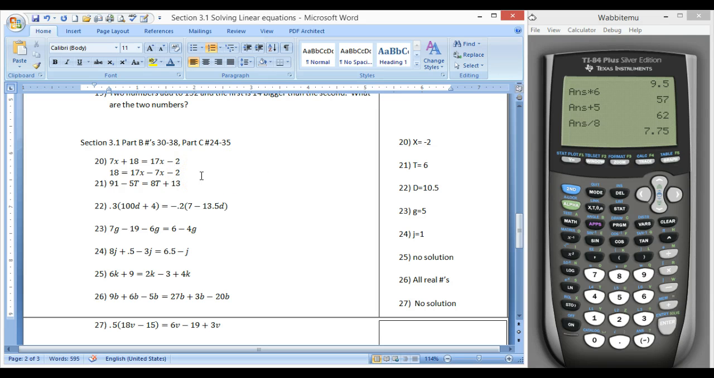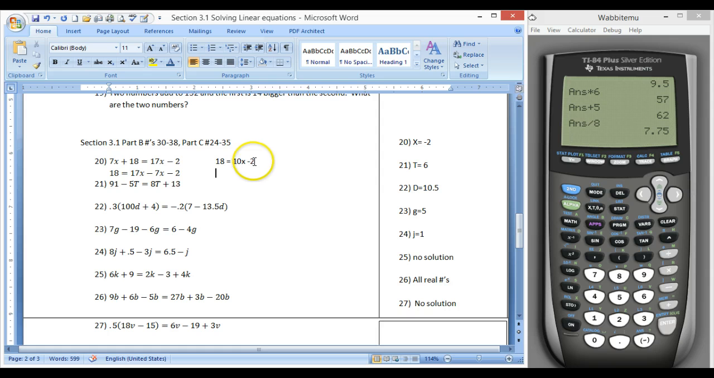Okay, so now that I've subtracted 7x on the right-hand side, I'm left with 18 equals 17 minus 7 is 10x, and then I still have this subtract 2. Now that I have all the x's combined, I need to combine everything else that isn't an x on the opposite side. So here I have a subtract 2, which means I need to move it over to the left-hand side, and to do so I have to do the opposite.